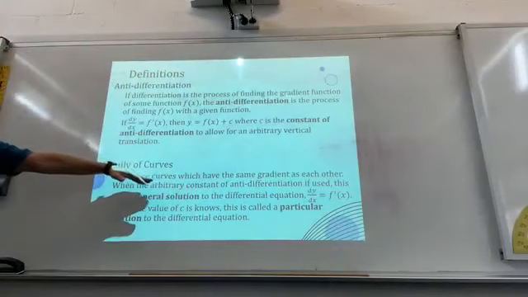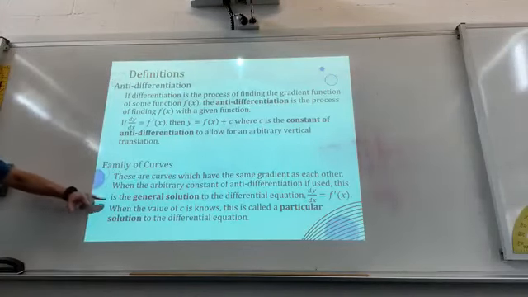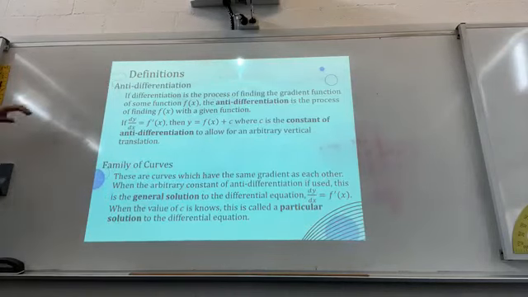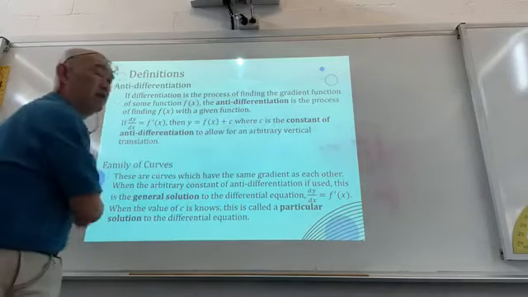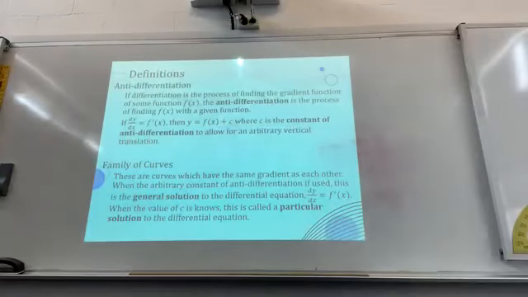With the arbitrary constant of anti-differentiation, we have the general solution to the differential equation dy/dx equals f dash x. So that constant of anti-differentiation is linked to the family of curves. We don't know what the constant is unless we've got an initial condition. All right? So if the value of c is known, this is called a particular solution. At this stage for today, we're just going to look at the general solution. Always remember plus c. All right?